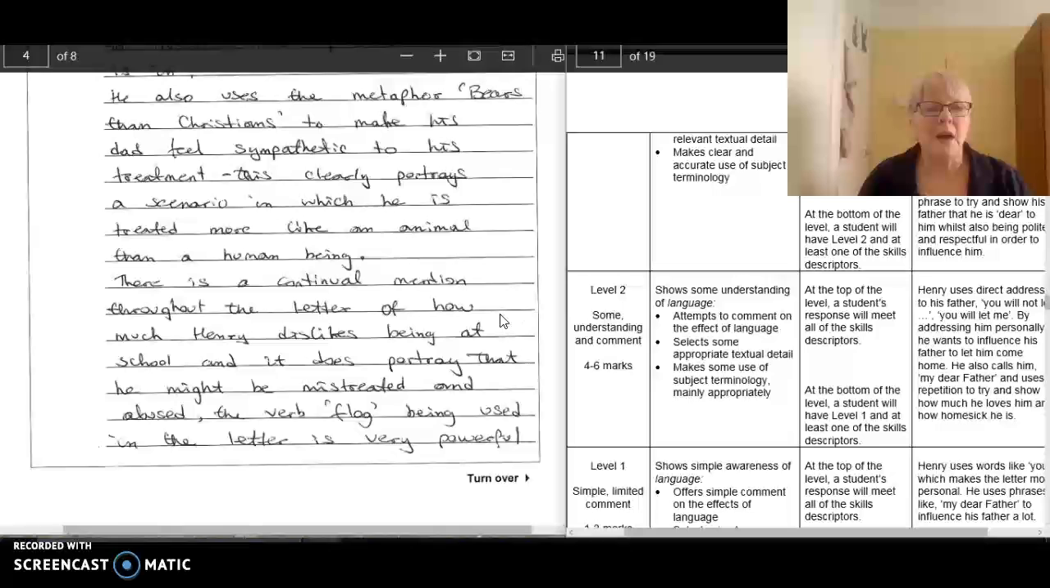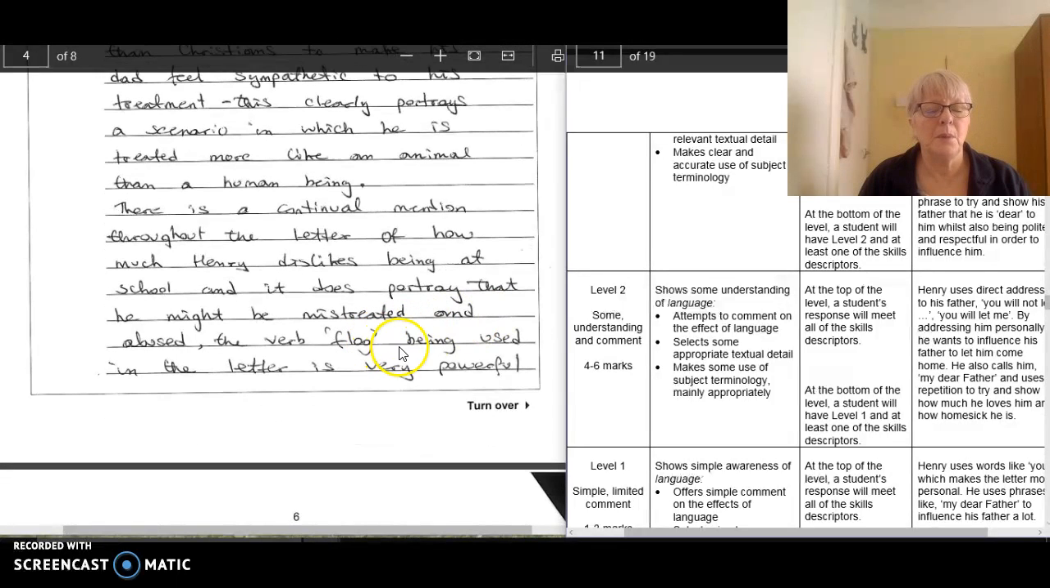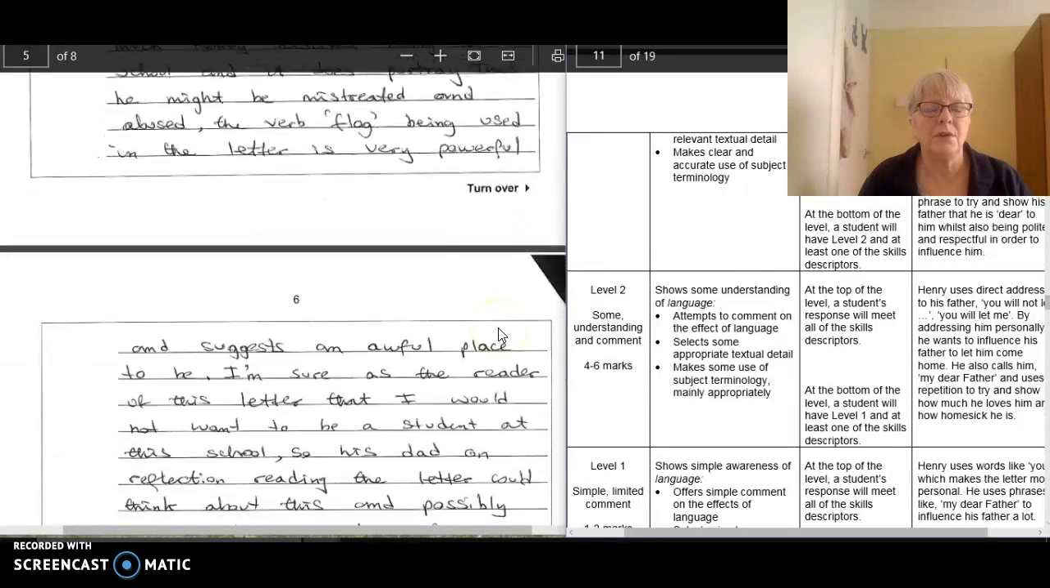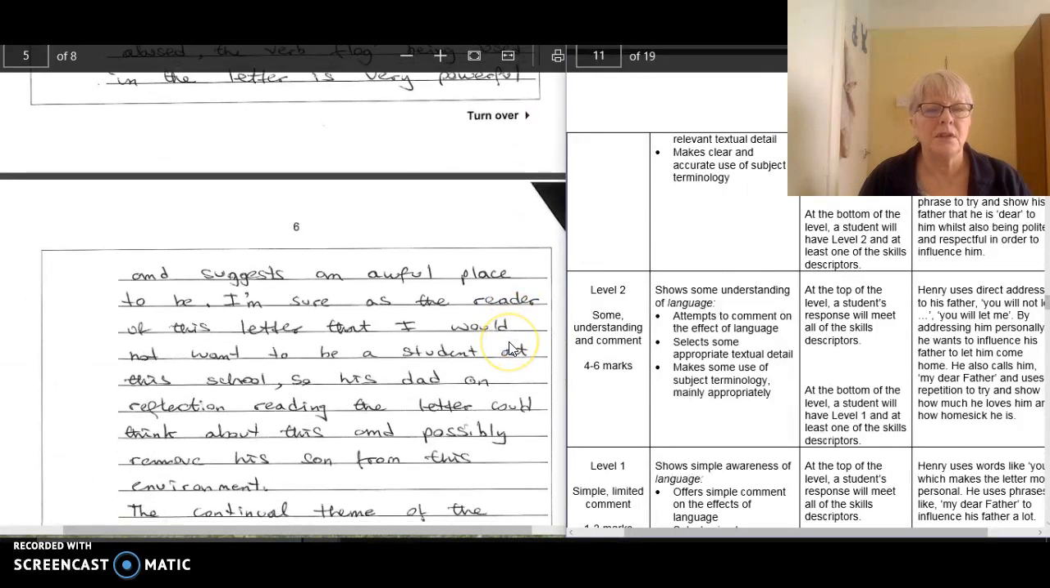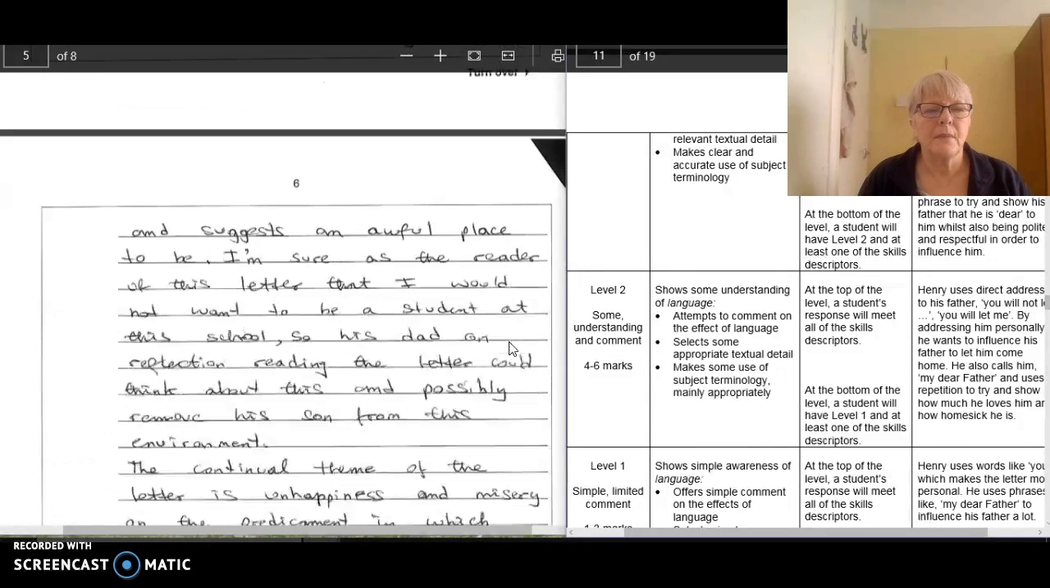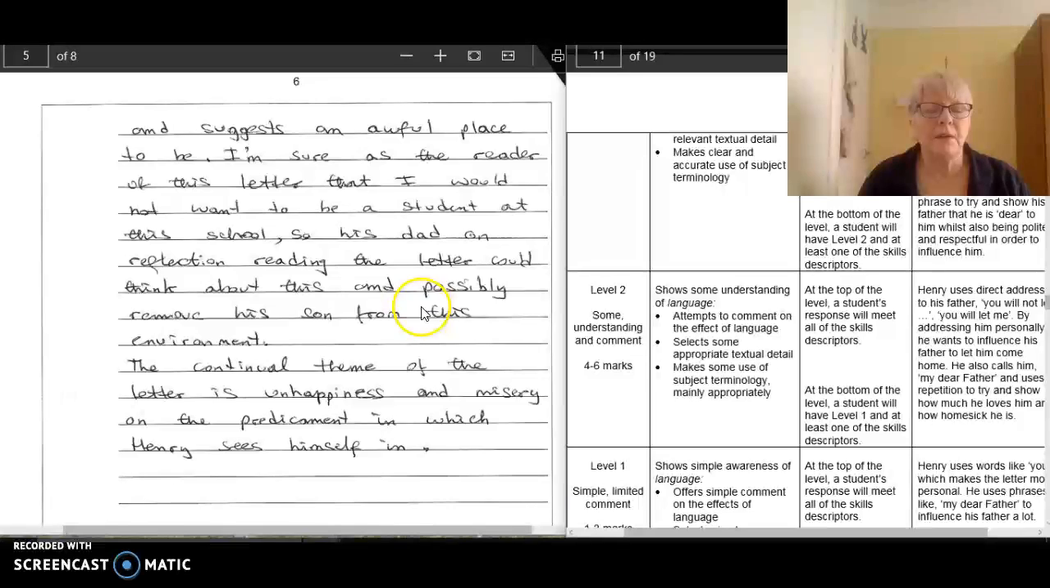Continual mention of how he dislikes being at school. Again, the use of the verb flog is good, very powerful, and suggests an awful place to be in. So this is all good. And then you've got here, very loosely mentioned the fact that he's trying to get his dad to bring him home.